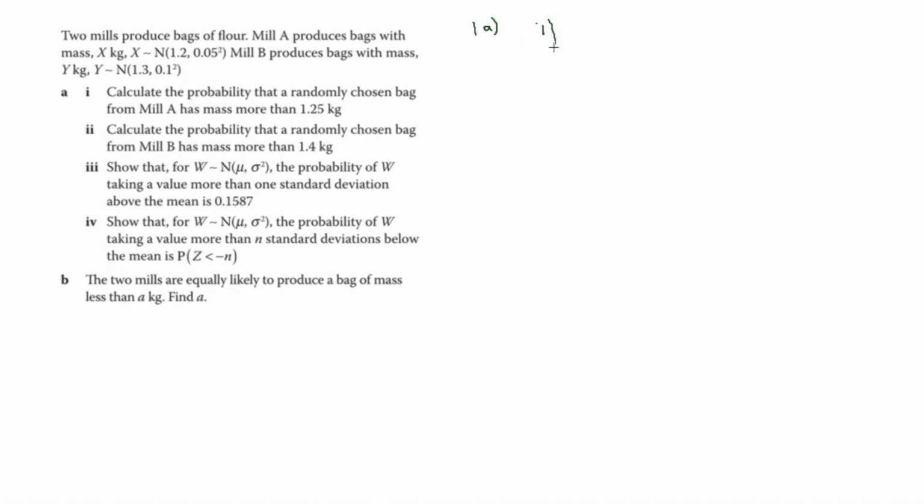If we look at i, we need to calculate the probability that a randomly chosen bag has mass more than 1.25. If it's more than 1.25, our lower bound is going to be equal to 1.25, and our upper bound is going to be, say, 1,000. Again, it can be any very large number. Then the standard deviation is 0.05, and our mean is going to be 1.2. Therefore, the probability is equal to 0.15866.